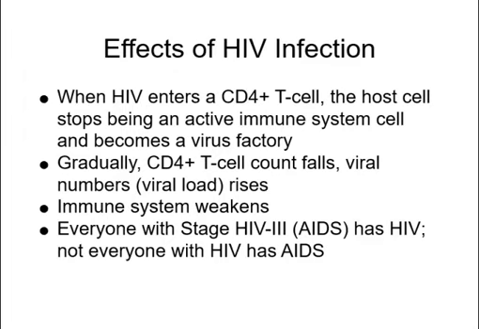Gradually, the T cell count falls, and do you remember what we said an AIDS diagnosis would require? A T cell count of less than 200. So gradually that T cell count's going to fall, and the viral number, also known as the viral load, increases. The immune system weakens, and again, the patient can progress to full-blown AIDS.